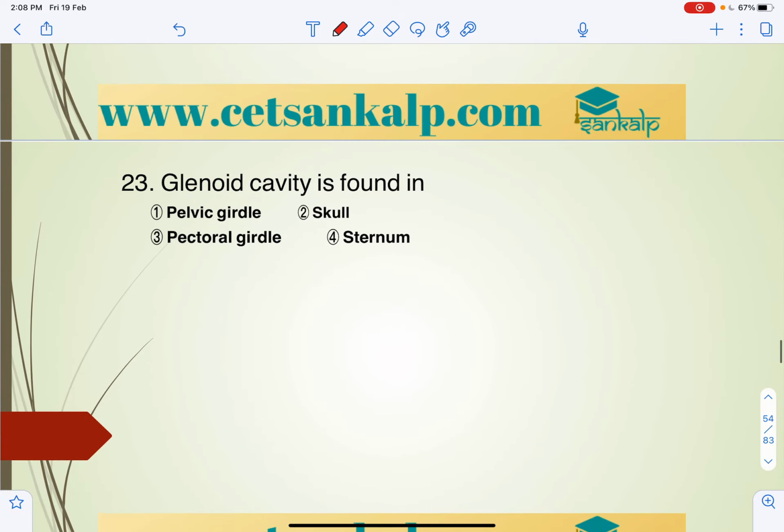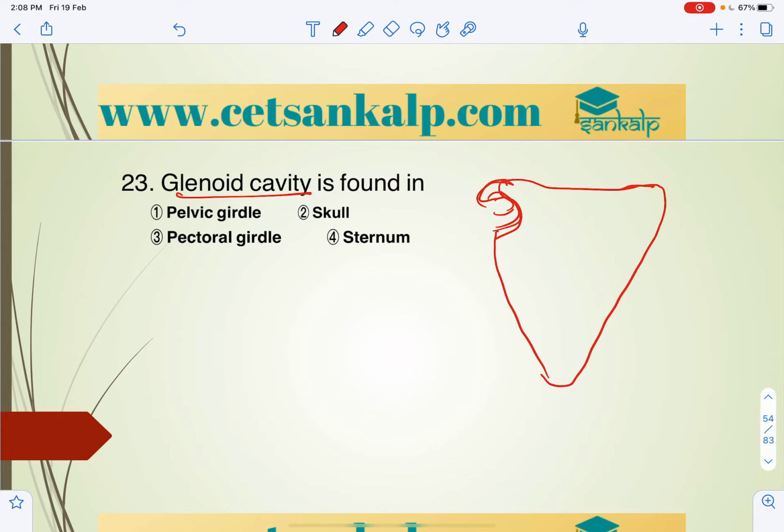And next, glenoid cavity is found in. We mentioned that generally glenoid cavity is seen in the scapula, that is the triangular bone, which is called the shoulder blade, with a ridge, that is the elevated ridge called the spine, with the process called the acromion process. This is acromion process, this is glenoid cavity.